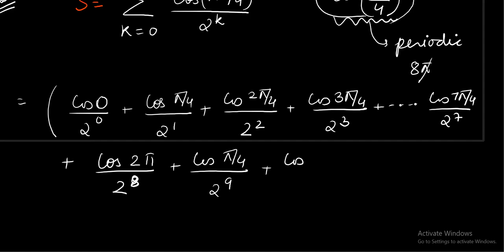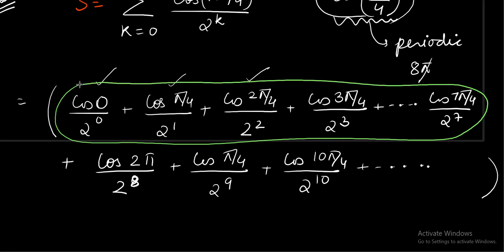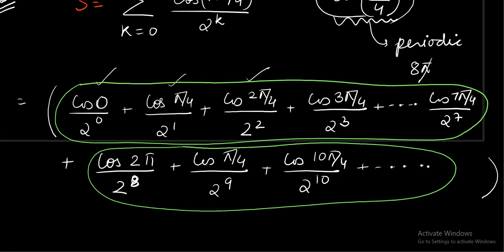Coming to the next term, it will become cos 10 pi by 4. 10 pi by 4 means 2 pi plus pi by 2, or you can say 2 pi plus 2 pi by 4. So basically what we are getting is cos 10 pi by 4 upon 2 power 10. That means the same numerators we are getting once again. So for infinite terms, what you can do is make combinations of 8 terms at a time. I'm going to club these 8 terms together, then I'm going to club the next 8 terms together. And like this, we will keep clubbing them up to infinity.